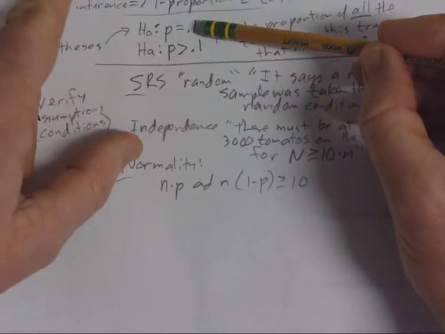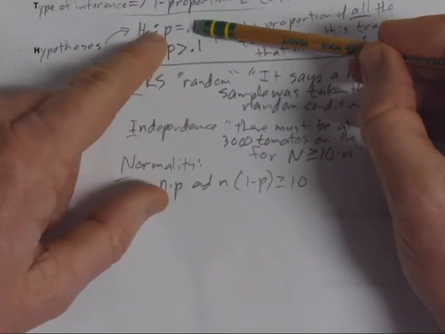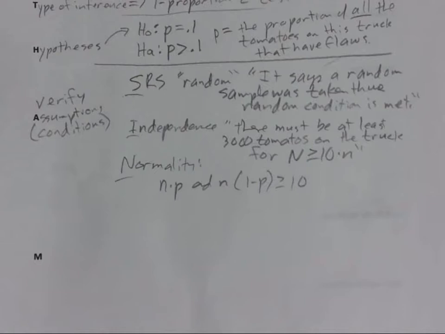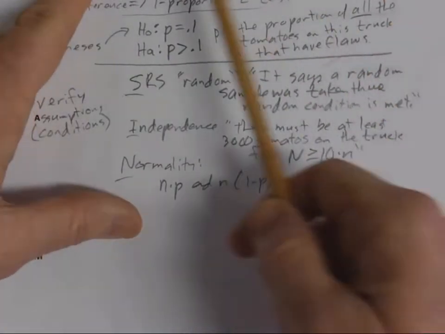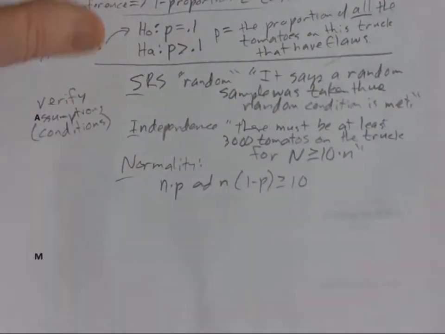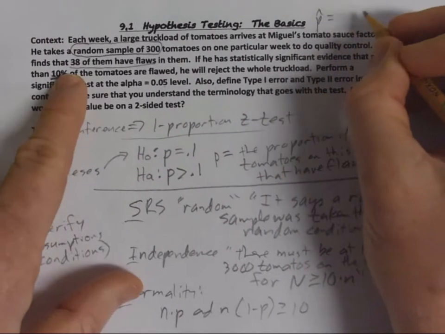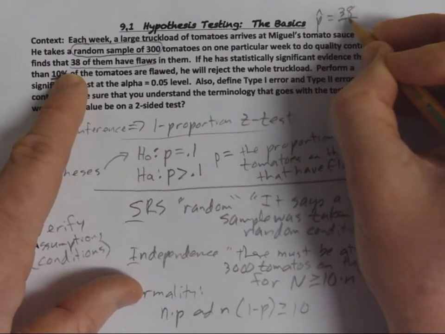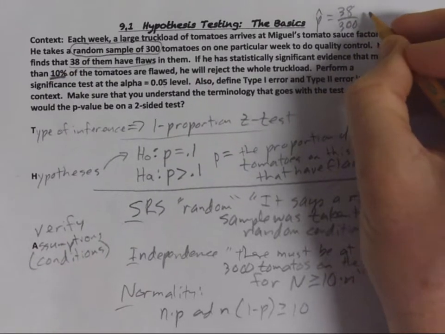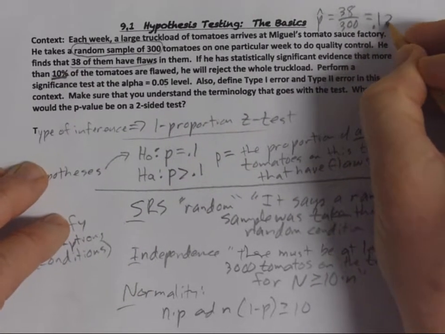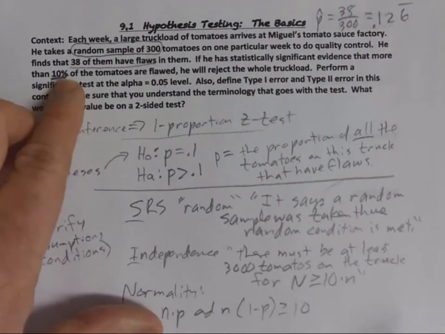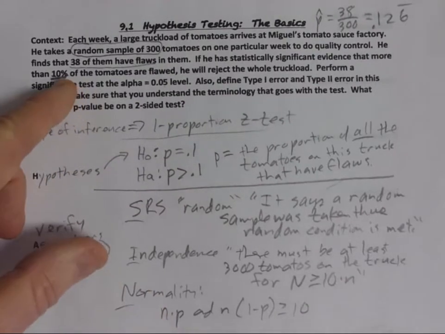We're going to assume that actually 10% of the tomatoes are flawed, and we're asking what's the probability we would get a sample p-hat as unusual as the one we got. Our sample p-hat, in this case, we got 38 out of 300 that were flawed, and that's equal to 0.126 repeating. So that's more than 10%. The question is, is it statistically significantly more?